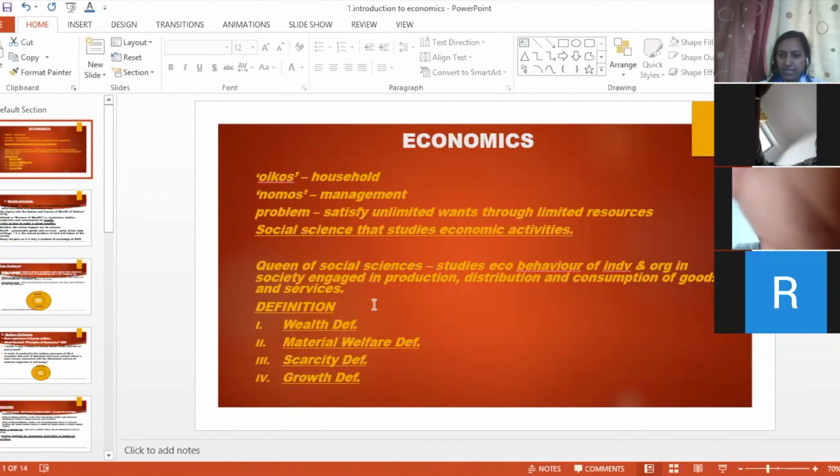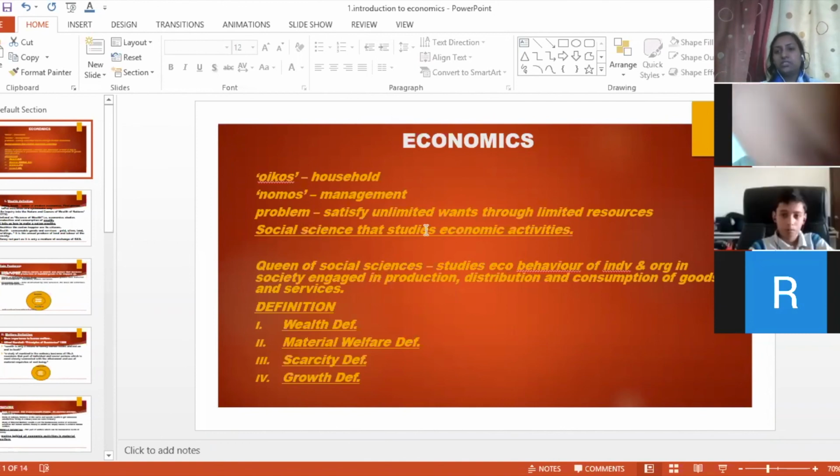Economics is considered the queen of social sciences because it studies the economic behavior of individuals and organizations engaged in the production, distribution, and consumption of goods and services. Now, various economists gave various definitions at various points of time. We will be studying four main definitions and finally arrive at the definition that we use today. These definitions were wealth, material, scarcity, and growth definition.